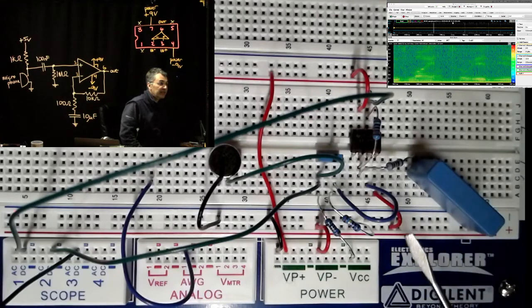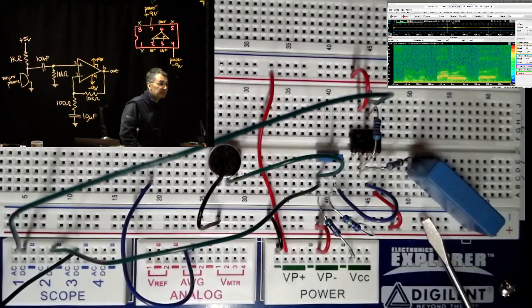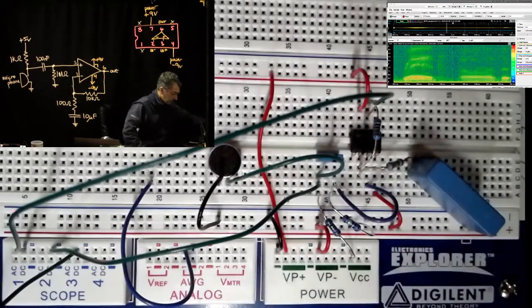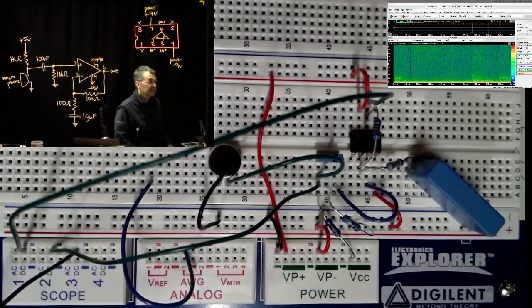It is my habit to use the blue power bus on the bottom for ground, and then I use the red power bus beneath that for minus 9 volts, or whatever my largest negative power supply voltage is. And then I use the red power bus up here on the top for my positive power supply, which in the case of the EE board is plus 9 volts.